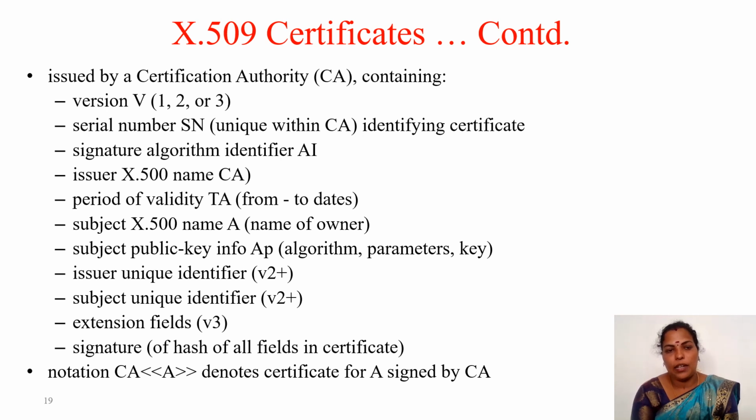Here we have the certificate issued by a certificate authority, containing version 1, 2 or 3. Then the serial number is there. What are the contents of the certificate? Serial number, then signature algorithm identifier, then issuer of the certificate, period of validity, then subject public key information, issuer unique identifier, subject unique identifier, extension field, and signature. Then there is a notation, CA<<A>>, which denotes the certificate for A signed by the certification authority. That is the meaning here.